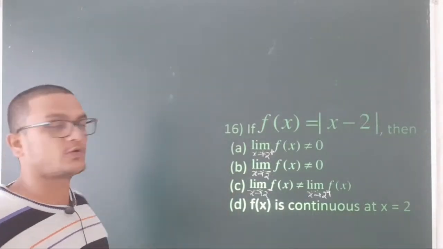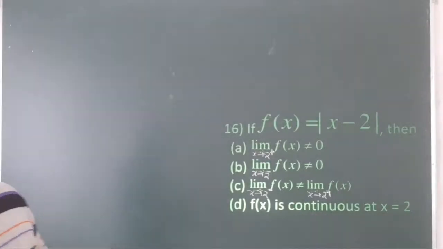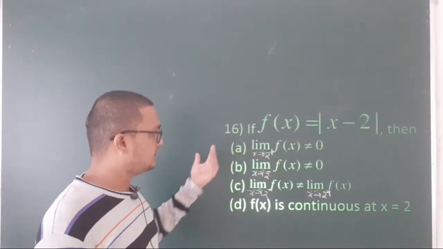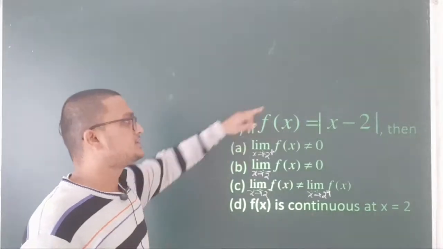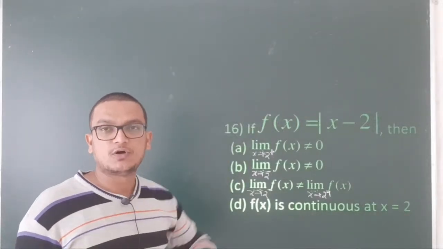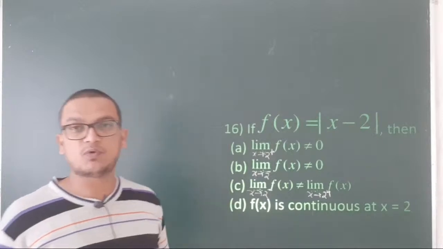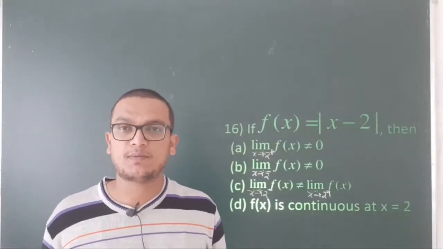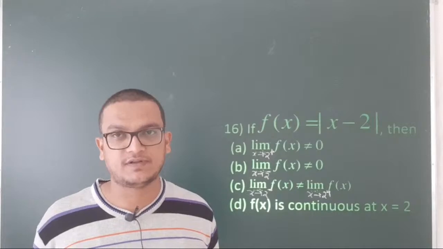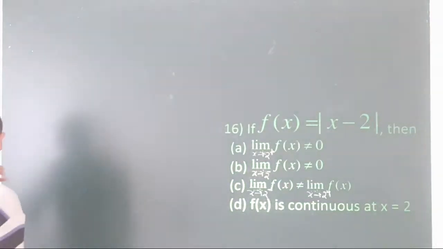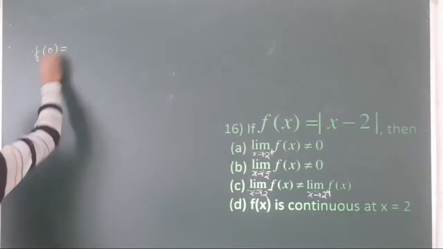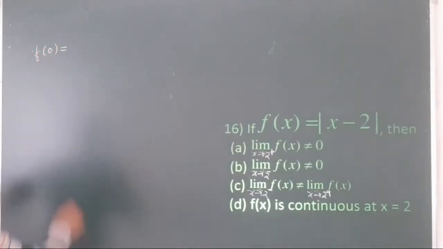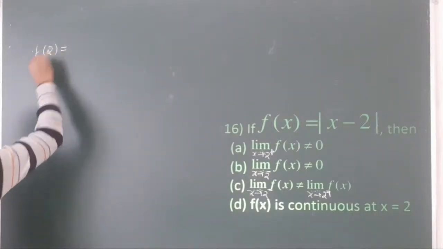So among these, which option is going to be correct? For that you need to do the simplification, which means you have to find out the limit values. See, the function is modulus. Whenever the function is modulus, we always apply the LHL and RHL definition. So before applying LHL and RHL, first you have to find f of 2, because your limit point is 2.